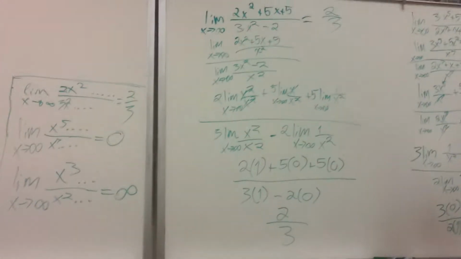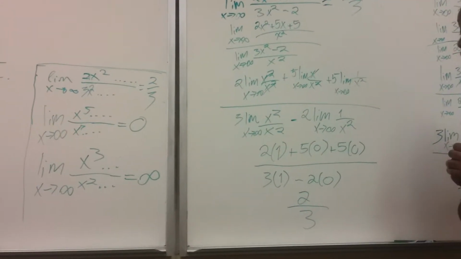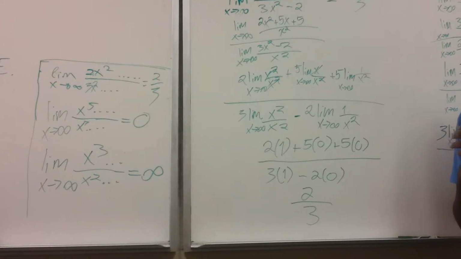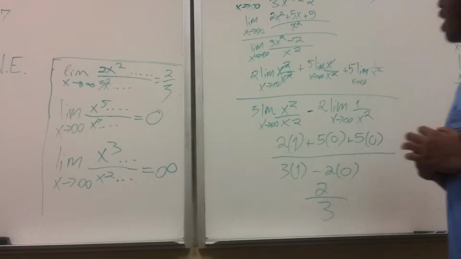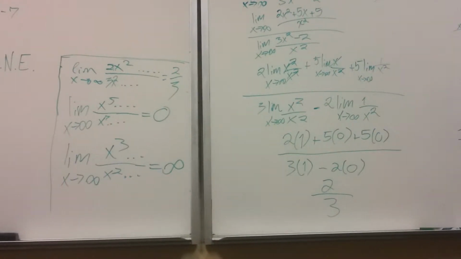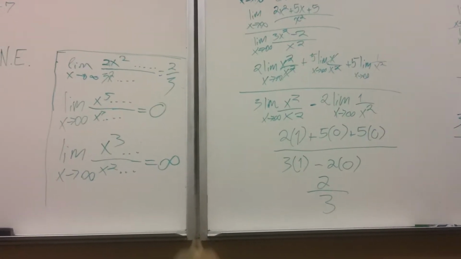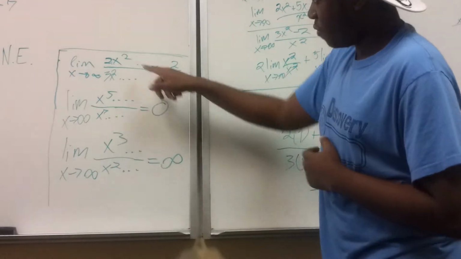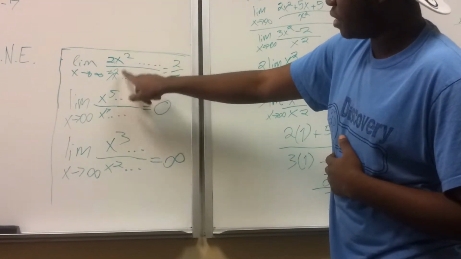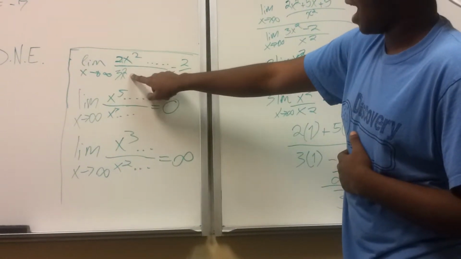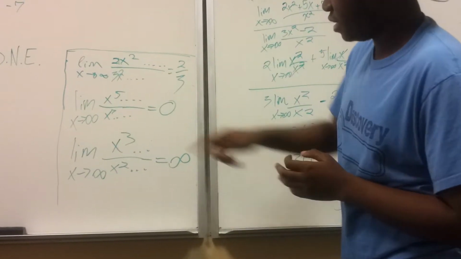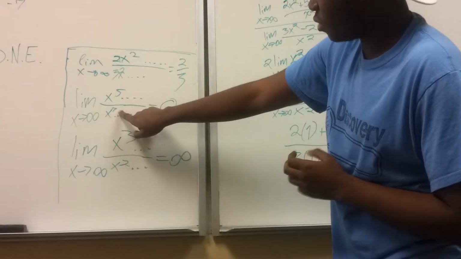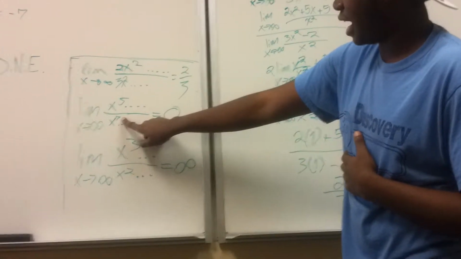Okay, hello. Now I'm going to explain how to find the limits of rational functions as x approaches infinity. So I have 3 problems set up. One thing about each of these problems is that for one of them, both of the highest exponents are the same. As for these, the denominator is higher, and as for these, the numerator is higher.